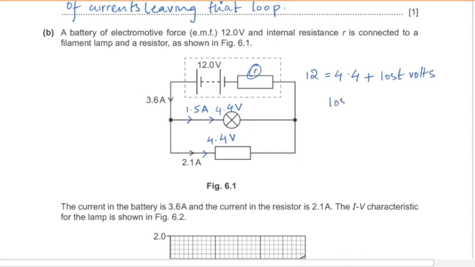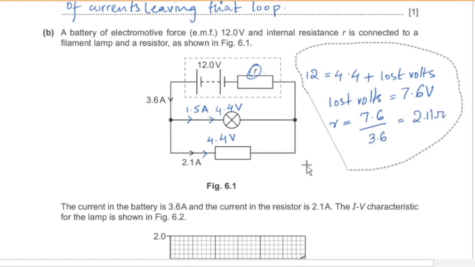So lost volts are 7.6 volts. Now to calculate the value of small r, this is equal to 7.6 divided by the current that flows across resistance r, and it is going to be 3.6 amperes since that's the current that flows across the whole loop. So 7.6 divided by 3.6 is equal to 2.11 ohms.